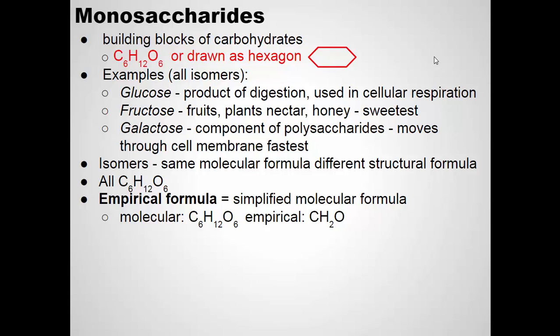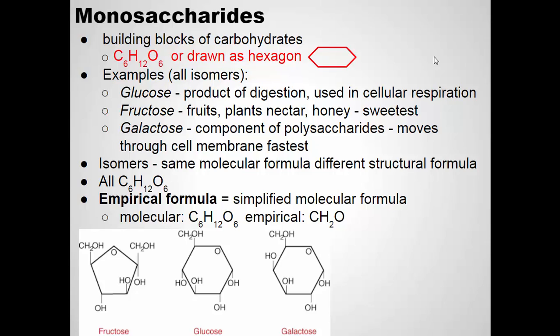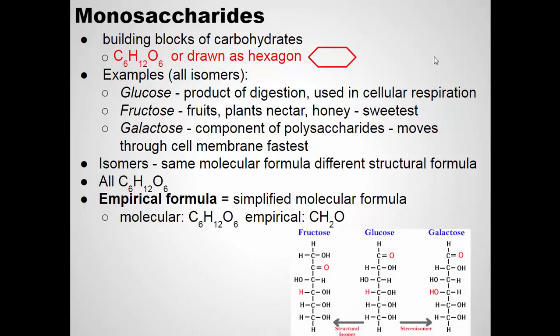Galactose is another monosaccharide, and it moves through the cell membrane pretty quickly. It's a component of larger polysaccharides, and so they're all C6H12O6. Here are what their structural formulas look like. So you have fructose, which has this pentagon ring shape, glucose, and galactose, which have that hexagon. And you can see there's slight differences in where the hydroxide group is between glucose and galactose, and that's what makes them different from each other. Here's what they look like if we draw this structural formula. So again, they're all isomers.